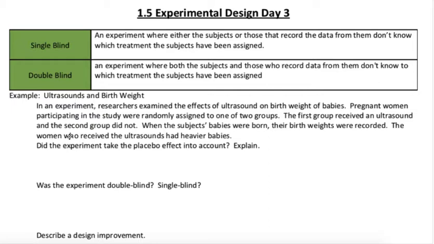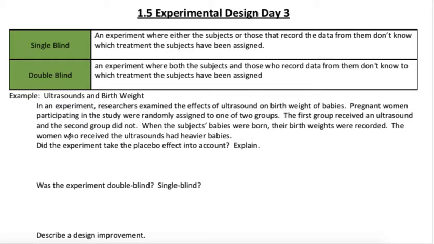Double blind would be an experiment where both the subjects and those who record the data from them don't know to which treatment the subjects have been assigned. That would be like on Grey's Anatomy, where Dr. Weber's wife was put into this clinical trial and nobody was supposed to know who got what treatment. That's the idea. Not only do the patients or the subjects in the experiment not know, but neither do the people administering it. They're going to do the same thing no matter what.